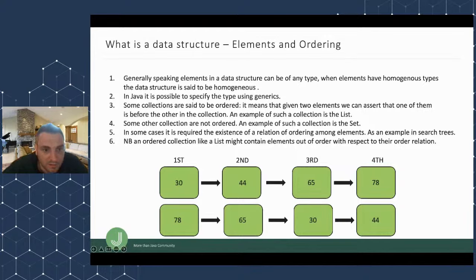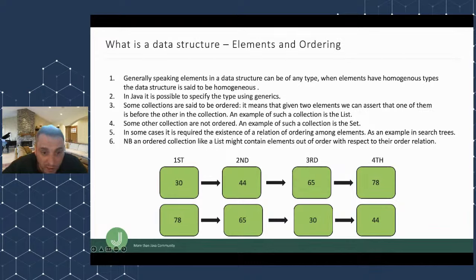And in some cases, the existence of a relation of ordering among elements is required. As an example, in search trees, I'm going to go a bit deeper on this on the next slide. But keep in mind this last point.